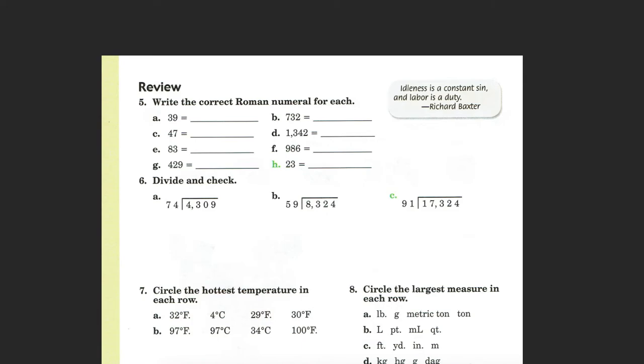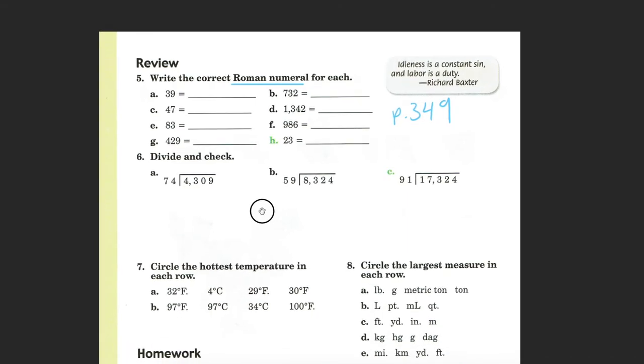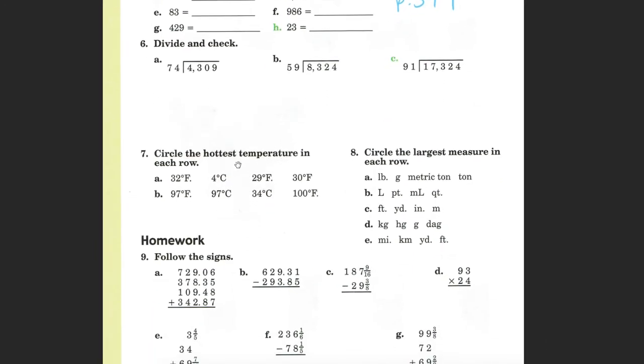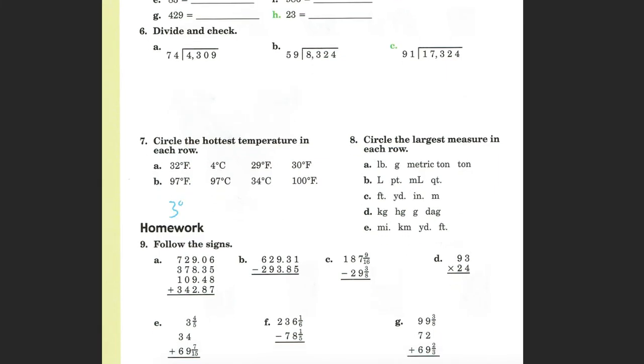All right, just write down the Roman numerals for each one. Page 349 in the back of your math book will help you with this part. Okay, divide and check. We've done these before. Circle the hottest temperature in each row. So for this one, let's go over it real quick. Let me do an example question here.